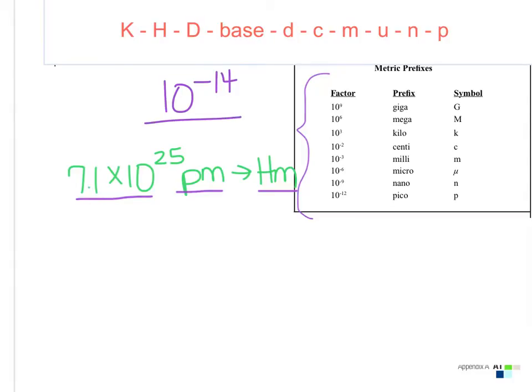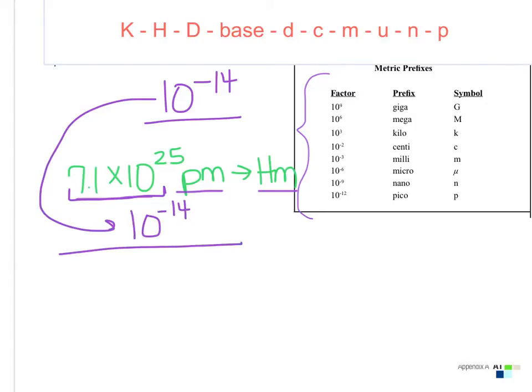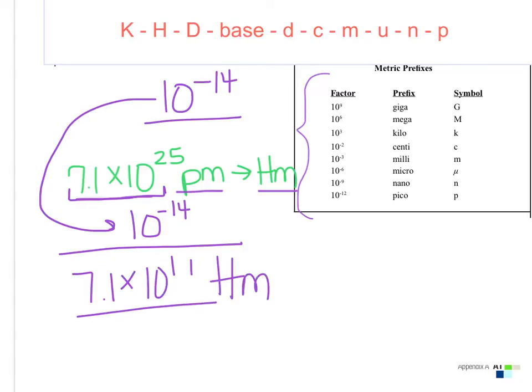Now, again, it's going to take too much time if you're going to take 7.1 times 10 to the 25th, take it out of scientific notation, move your decimal around, and then put it back in scientific notation. So, easiest thing to do, we're moving our decimal 10 to the negative 14th, add our exponents together, and we get 7.1 times 10 to the 11th hectometers. And that's our answer.